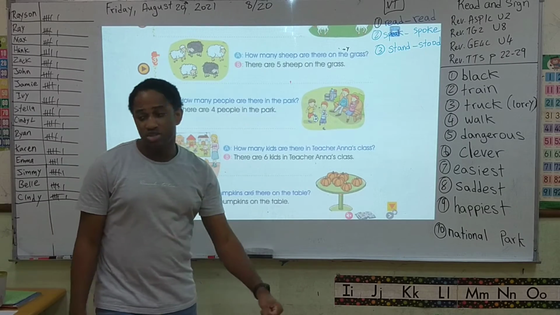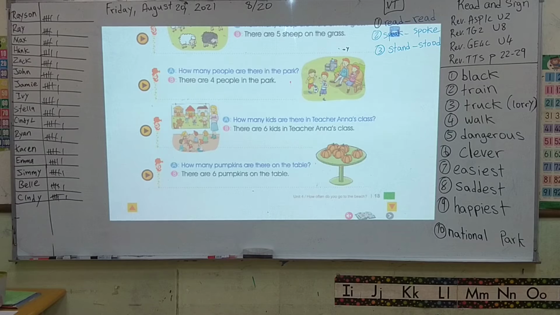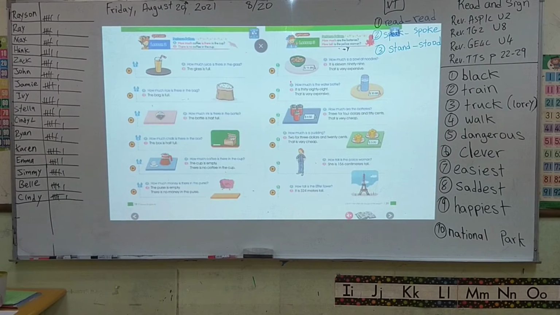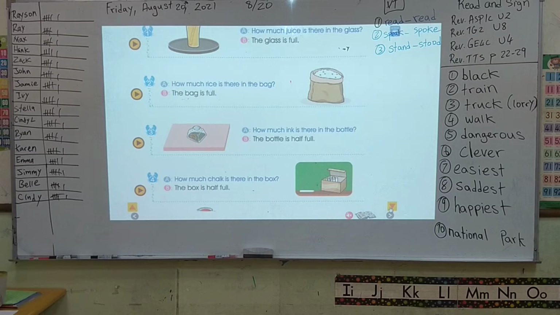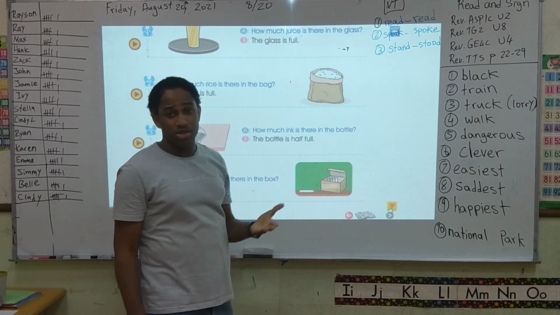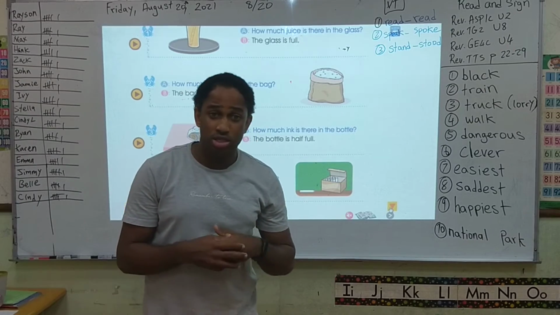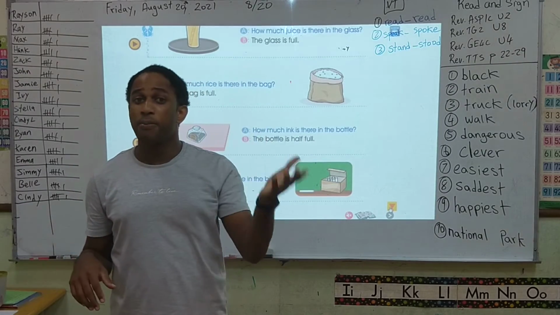Now let us go to page 19. Good, so now we're on page 19 and 20. Page 19 talks about how much. Remember, how much is used for uncountable nouns and also for price.